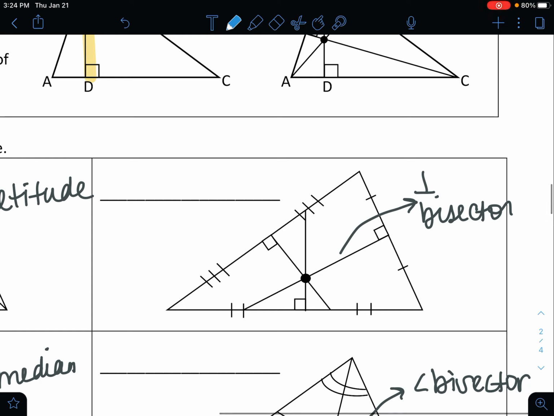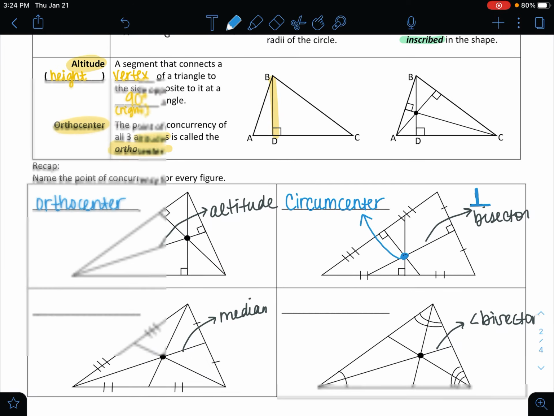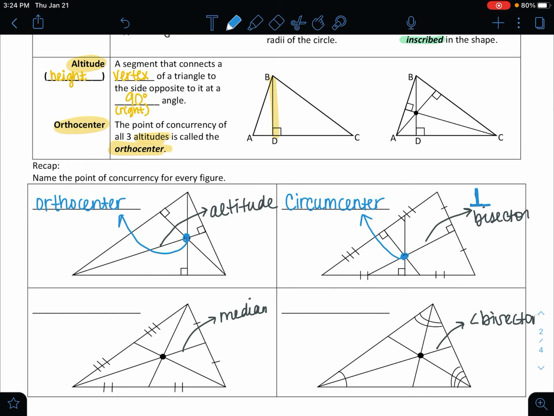All right, now here we have perpendicular bisector. Don't forget, this upside down T means perpendicular. So for perpendicular bisectors, the point of concurrency is the circumcenter. Okay, so that is the circumcenter, just like this is the orthocenter.